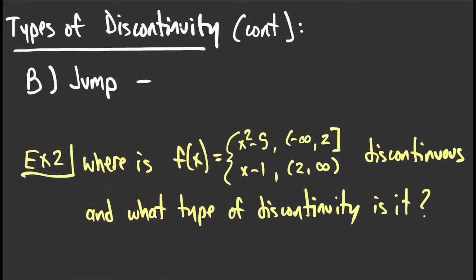Our next type of discontinuity is called jump discontinuity. Jump discontinuity is a gap in the function.